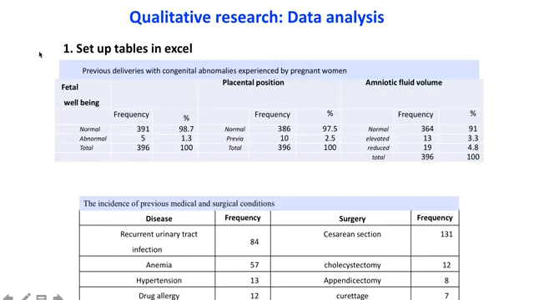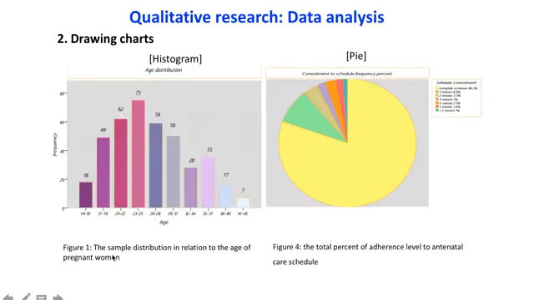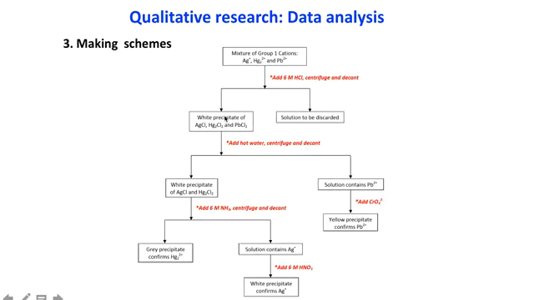And once you've collected your data, you need to analyze your data. So there are some ways to analyze your qualitative data, either by setting it in a table in Excel to show the frequency and percentage, no more than that, or drawing a histogram about the frequency or the percentage of your samples, or a pie chart, or drawing a scheme of your steps and showing the result of each step qualitatively.